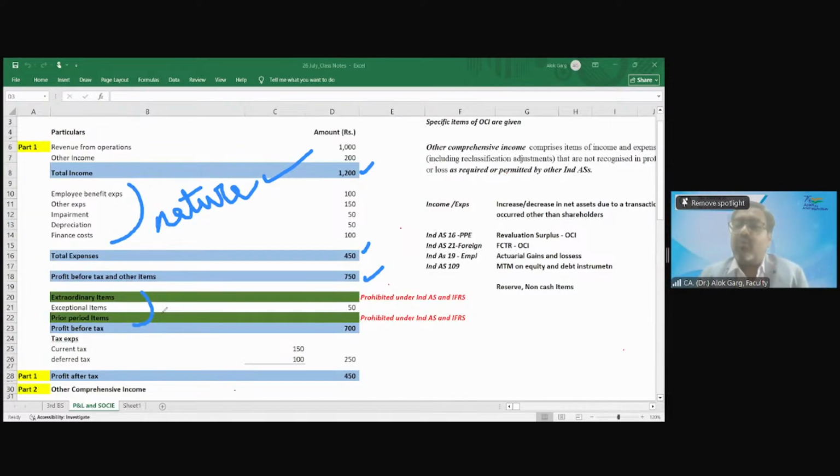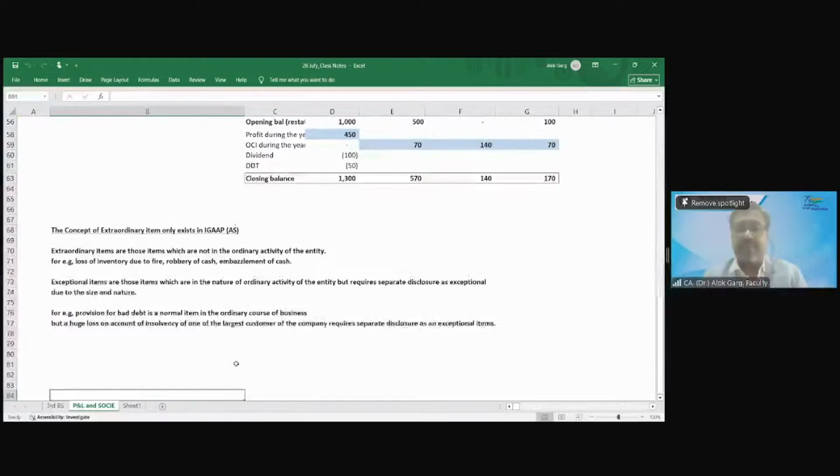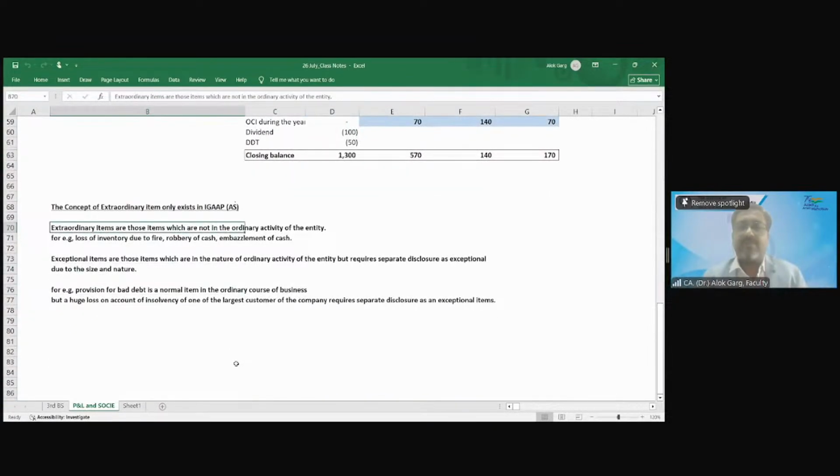Extraordinary items are those items which do not arise within the ordinary activity of the entity. For example, loss of inventory due to fire, robbery of cash, embezzlement of cash, loss due to earthquake.